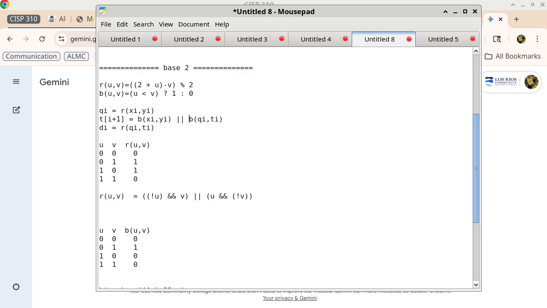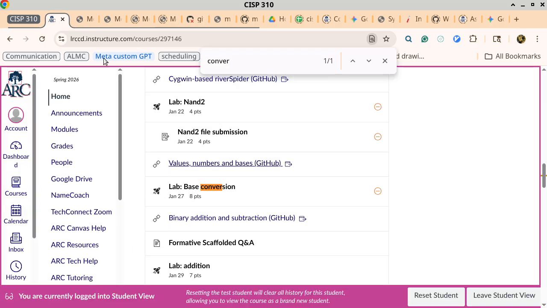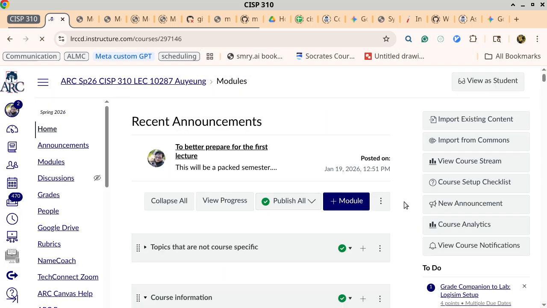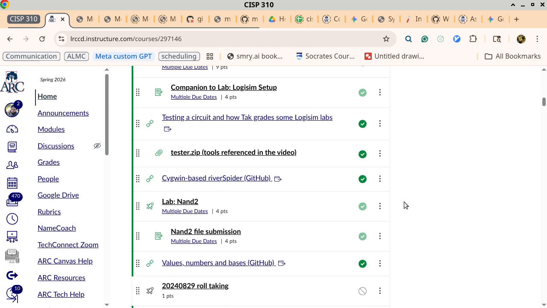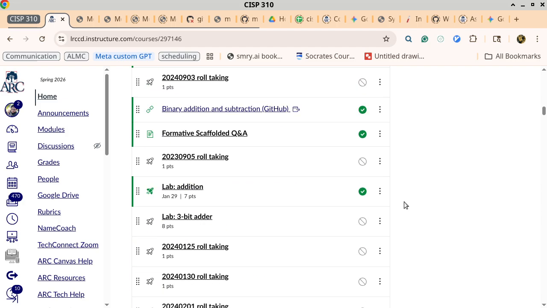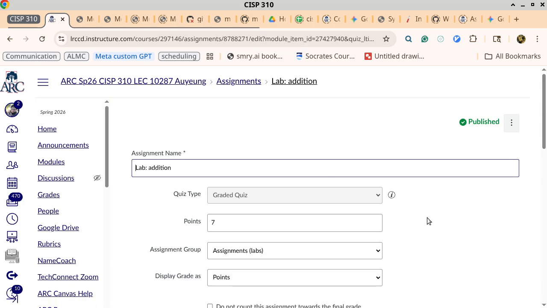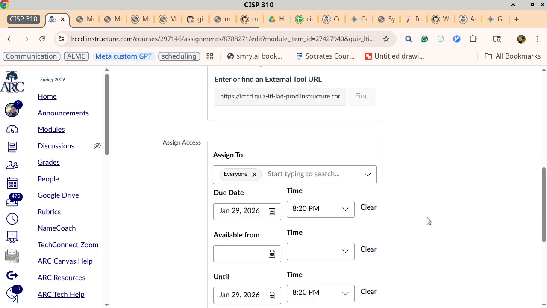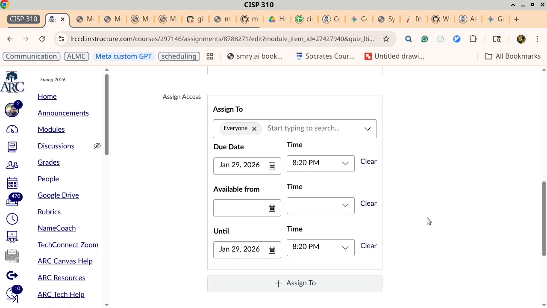Okay, all right. I know we are running out of time. I'm going to give you guys the code to today's lab. I have to get out of student view first to get to that. Alrighty. So today's lab is addition. Looks like I accidentally released it already. Only 7 points. It's not too much.